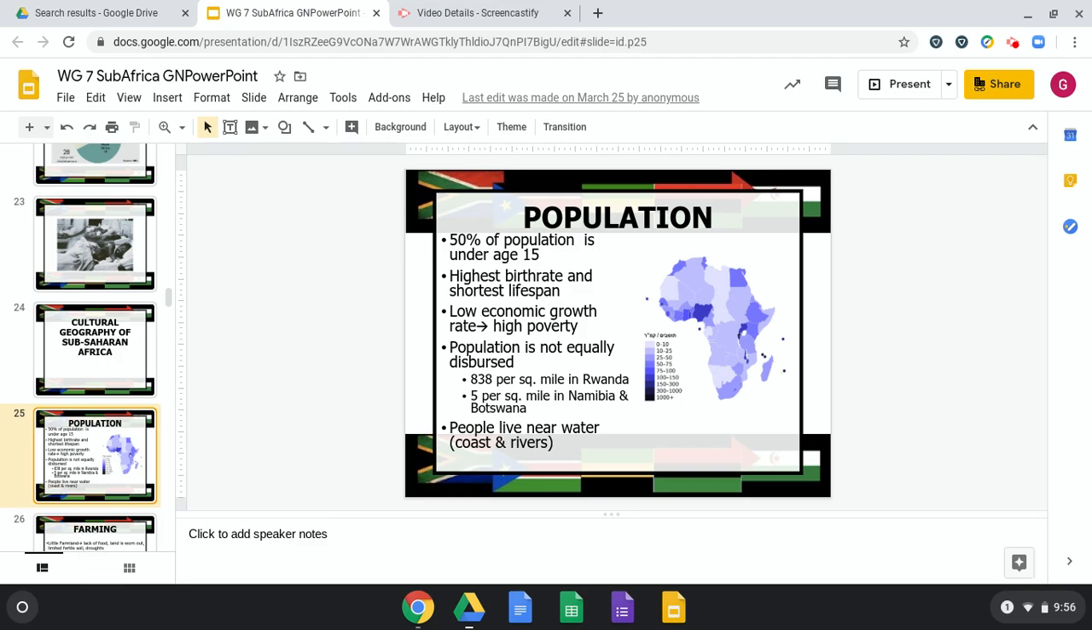Africa is a young continent. 50% of the population is under the age of 15. They have the highest birth rate.